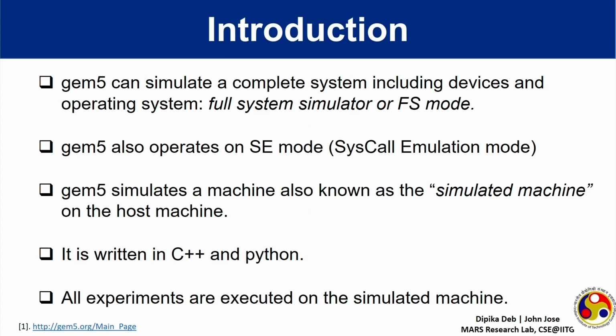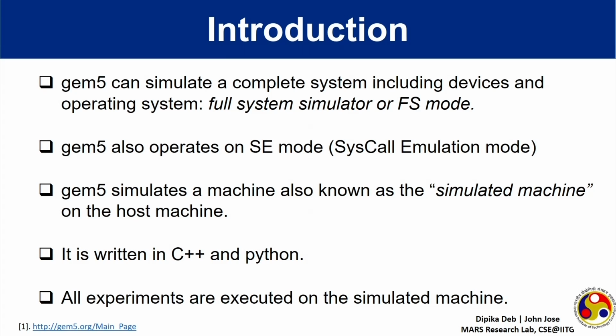Gem5 is also known as a full system simulator. By full system simulation, I mean it executes both user level code and kernel code, and hence models a complete system including devices and operating system. Gem5 also operates in SE mode, also known as syscall emulation mode. In SE mode, it emulates most of the system level services, that is kernel code, and just executes the user code. Hence, this mode does not model any operating system or any devices.